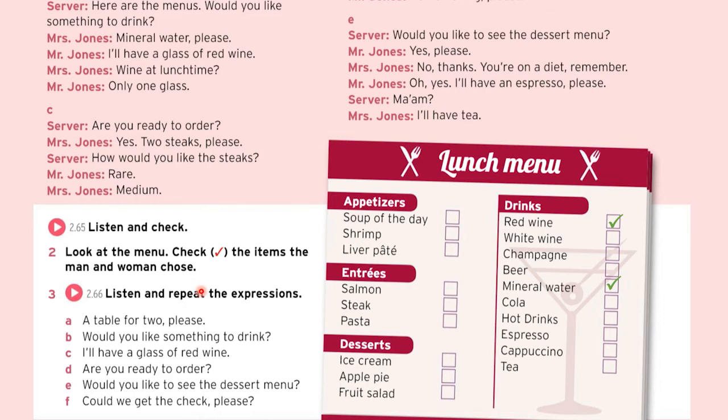Track 2.66. A. A table for two, please. B. Would you like something to drink? C. I'll have a glass of red wine. D. Are you ready to order? E. Would you like to see the dessert menu? F. Could we get the check, please?